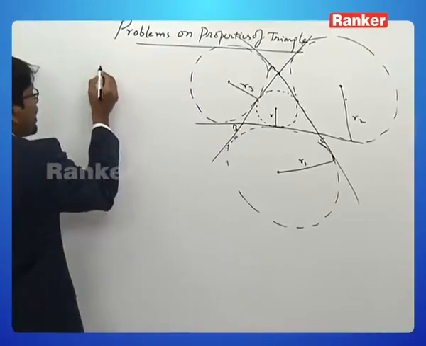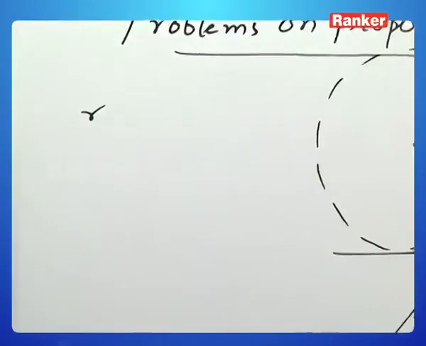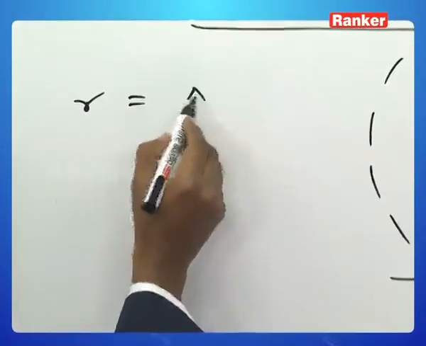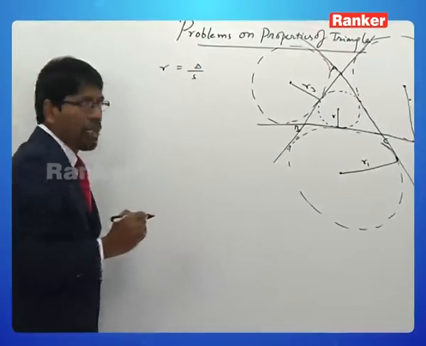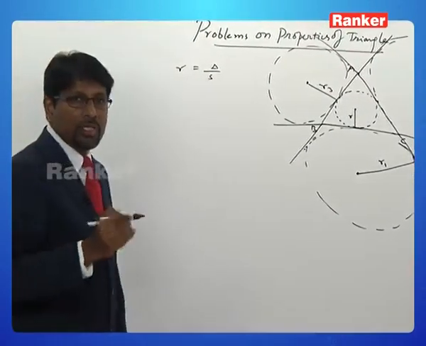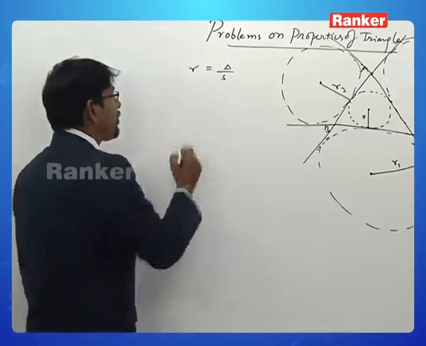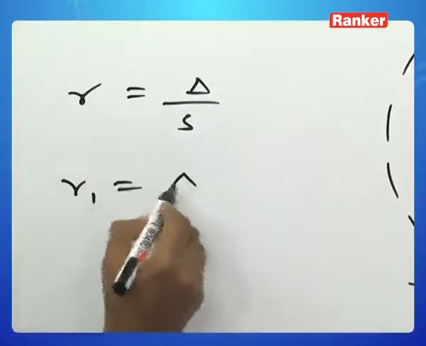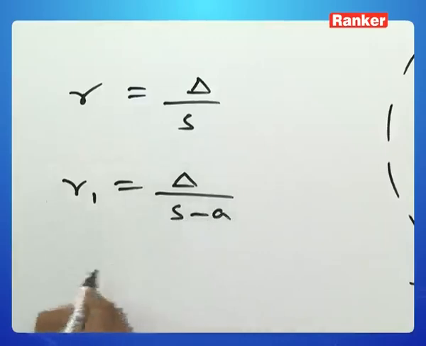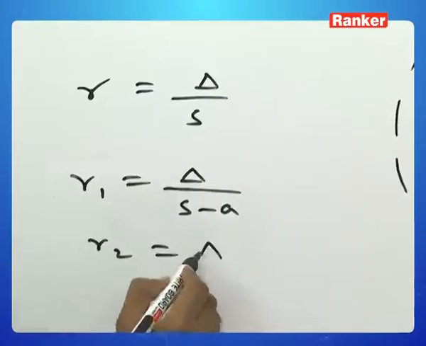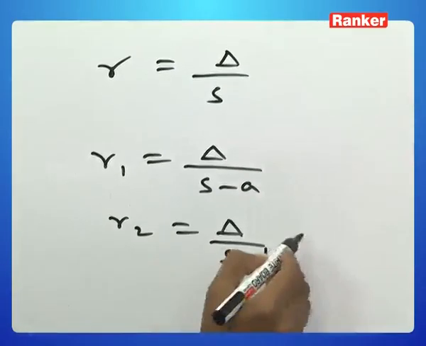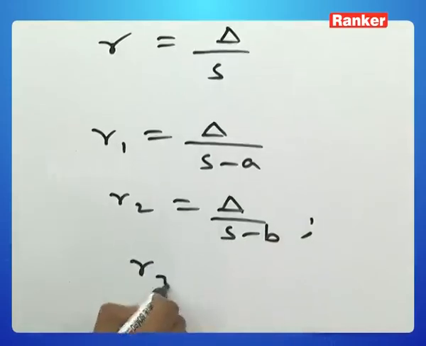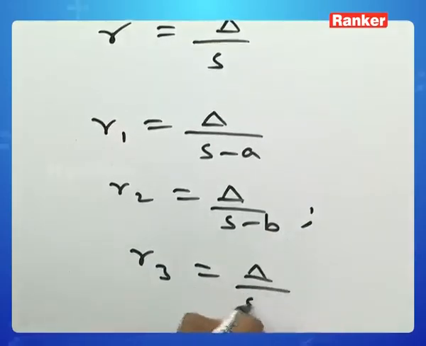Now we have formulae for them. R is equal to delta by S, where delta is the area of the triangle and S is the semi-perimeter. R1 is given by delta by S minus A. R2 is given by delta by S minus B. And R3 is given by delta by S minus C.